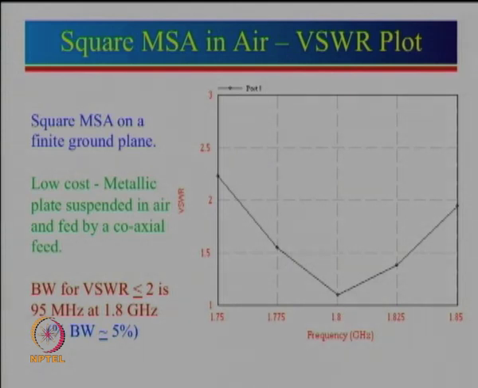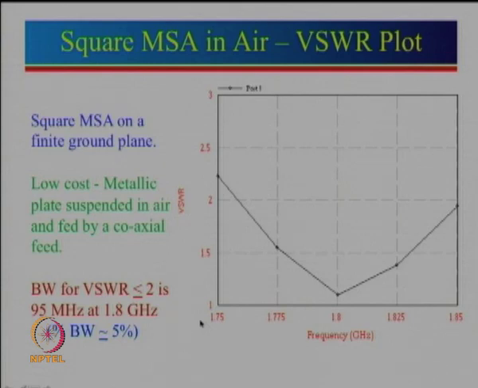So, what we have done here is a square microstrip antenna in air. For simulation we have used epsilon r equal to 1. We have taken a square microstrip antenna on a finite ground plane. A low cost metallic plate is suspended in air and fed by a coaxial feed, and here are the results. You can see that the resonance frequency is designed to be 1.8 gigahertz, and from the VSWR less than 2 the bandwidth can be obtained, which is roughly about 95 megahertz, approximately 5%.